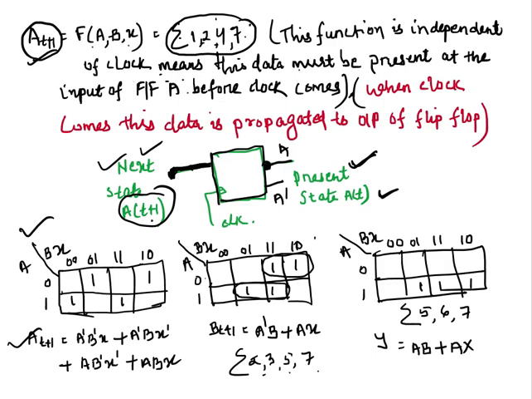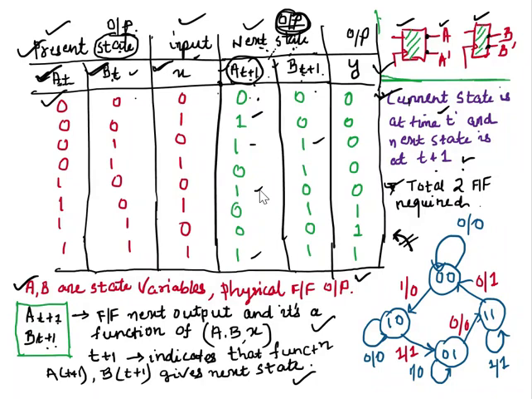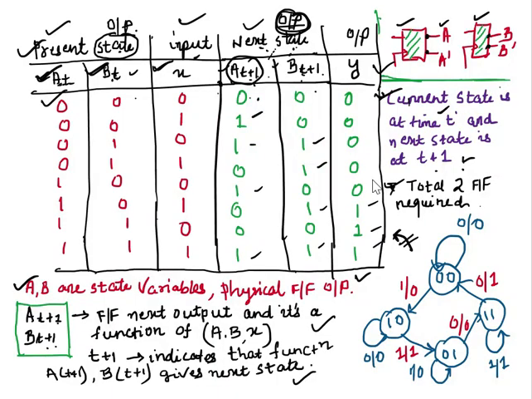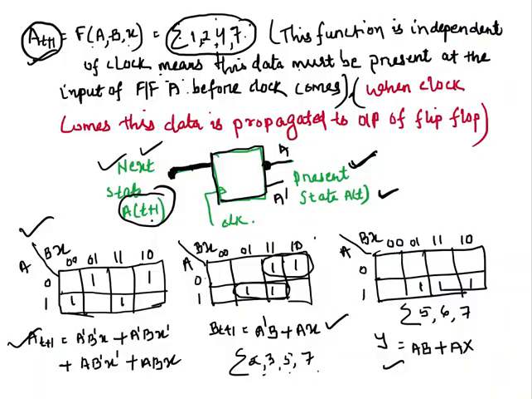See, for B(t+1), here we are getting 1, 1, here we are getting 1, 1. You sum all these terms, then B(t+1) is 2, 3, 5, 7. This is the logic. And this output, where we are getting 1 here, this one and this one, if you solve this K-map, we get Y equal to AB plus AX. This A(t+1) and B(t+1) logic is present here.